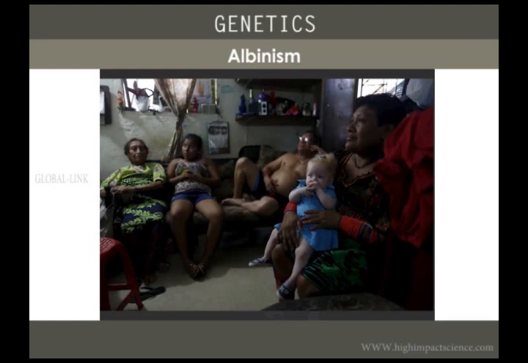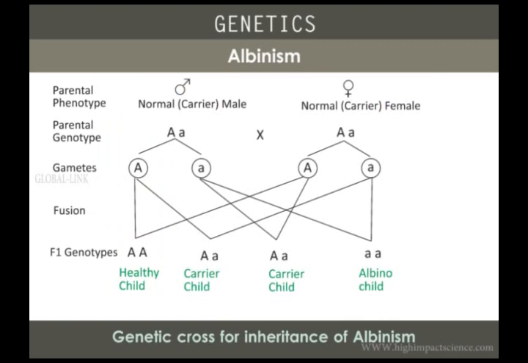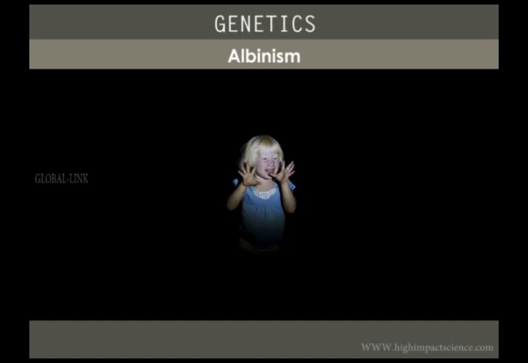Therefore, the probability that any child born to carrier parents will be an albino is a quarter. The probability that any of the children is a carrier is a half. The skin of an albino person is so susceptible to sunburn, and the eyes are sensitive to bright light.